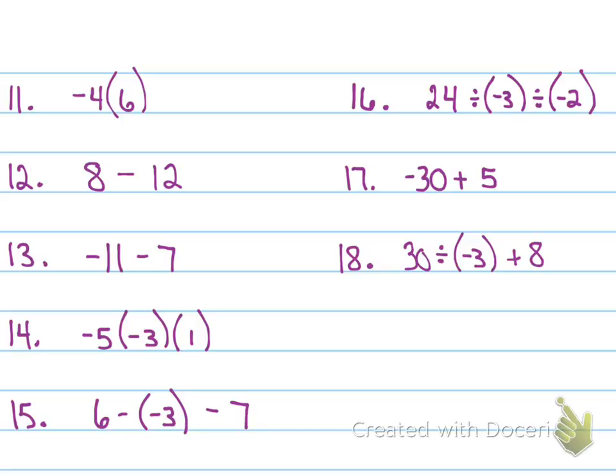What about multiplying and dividing? Even number of negatives is a positive answer. Odd number of negatives is a negative answer.